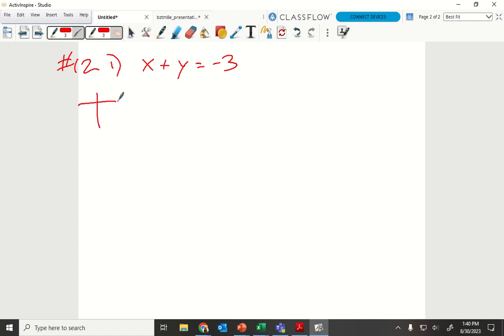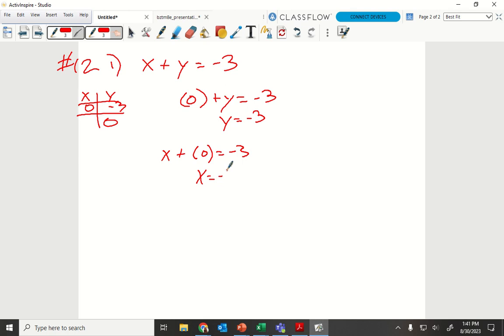So I'm going to start off by showing what I'm doing. X, Y, 0, 0. Because that's how I started my previous problem, right? I'm going to plug in numbers and show my work. So I'm going to plug in 0 plus y equals negative 3. So in this case, y equals negative 3. The other one is going to be x plus 0 equals negative 3. And so that means that x equals negative 3.